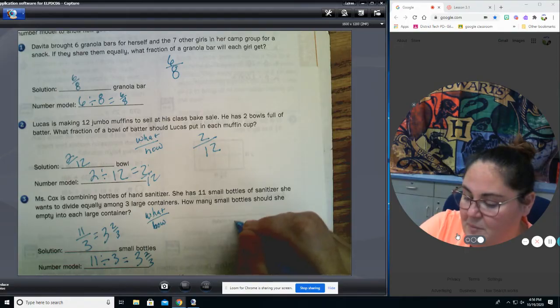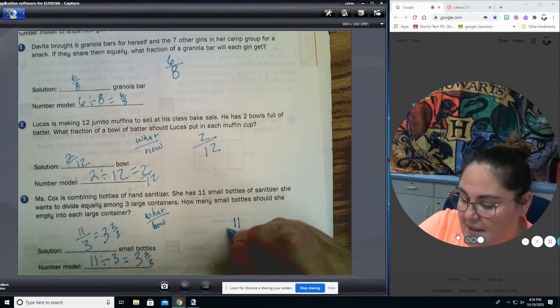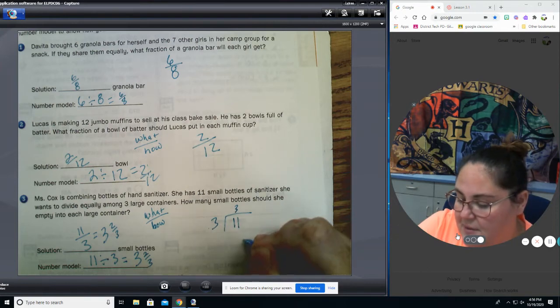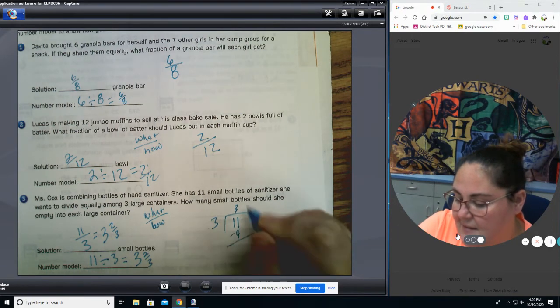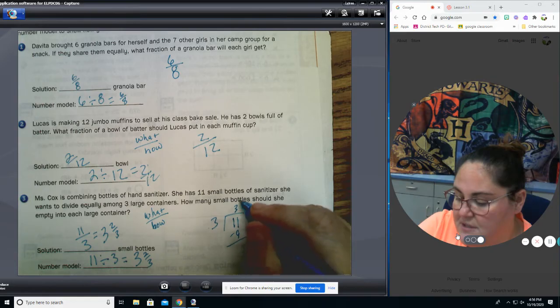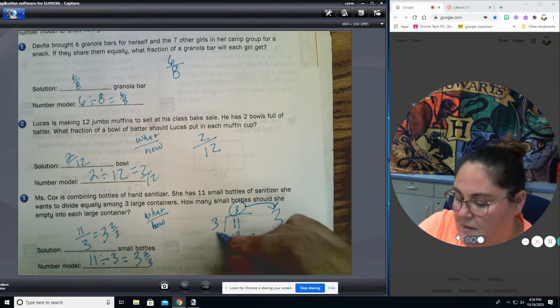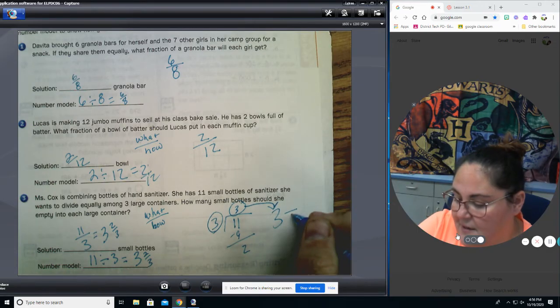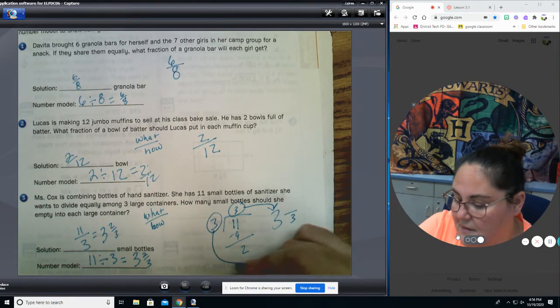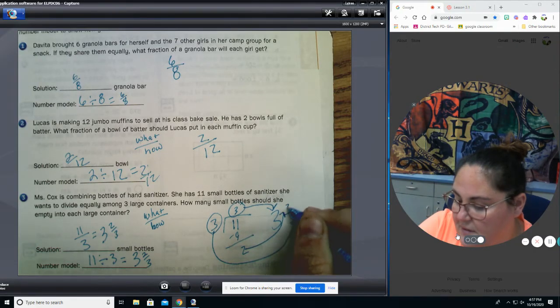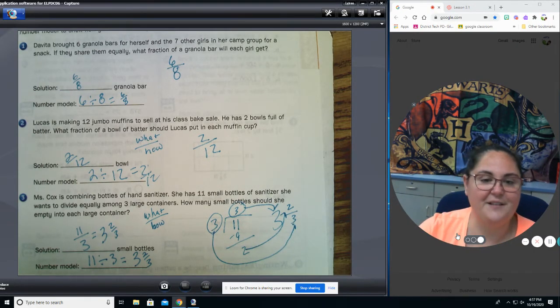I can check that by doing my division. 11 divided by 3. 3 goes into 11 3 times. 3 times 3 is 9. 2 left over. So this is my whole number. This is my denominator. And that is my new numerator. 3 2/3.